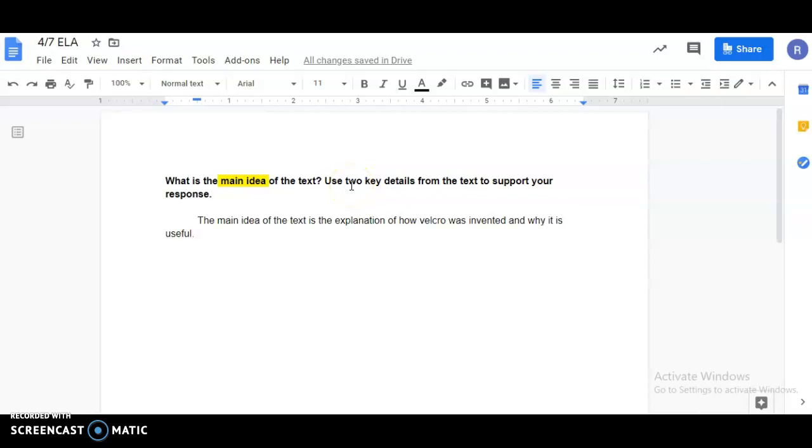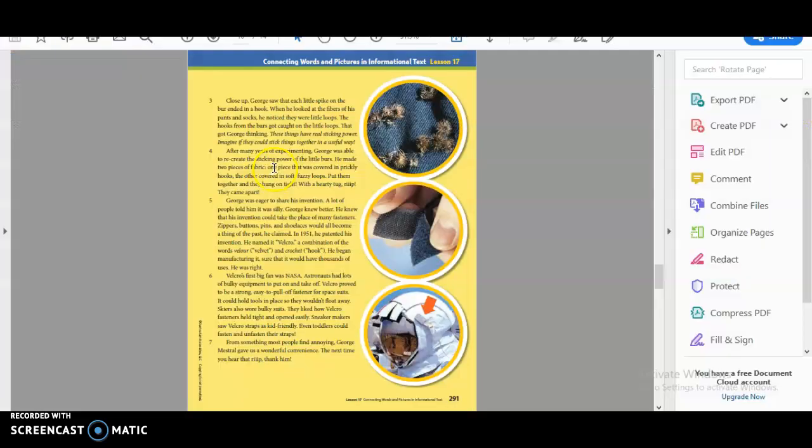And there's always two C's because we're always going to cite two pieces of evidence. So I need to now go back to my text and prove why I think the main idea was the explanation of how Velcro was invented and why it is useful. Let's go back to our text. I want to take a look here at paragraph 4. I want to prove that in this text we are learning about how Velcro was invented and why it's useful.